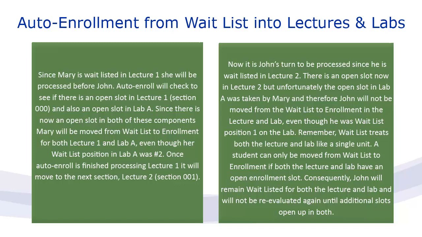Remember, waitlist treats both the lecture and the lab like a single unit. A student can only be moved from waitlist to enrollment if both the lecture and lab have an open enrollment slot. Consequently, John will remain waitlisted for both the lecture and the lab and will not be reevaluated again until additional slots open up in both.